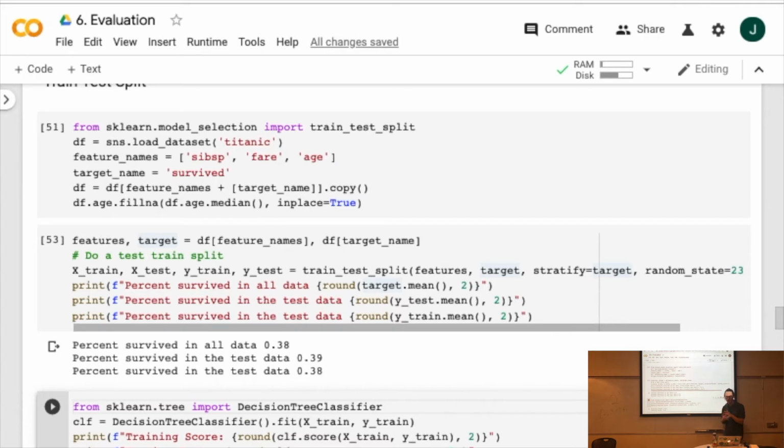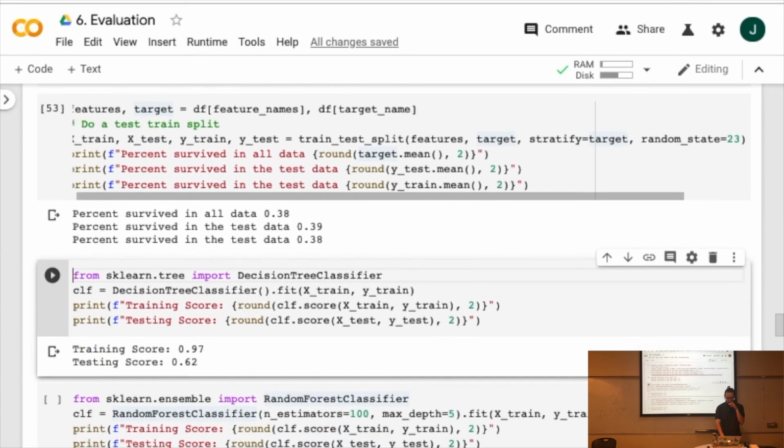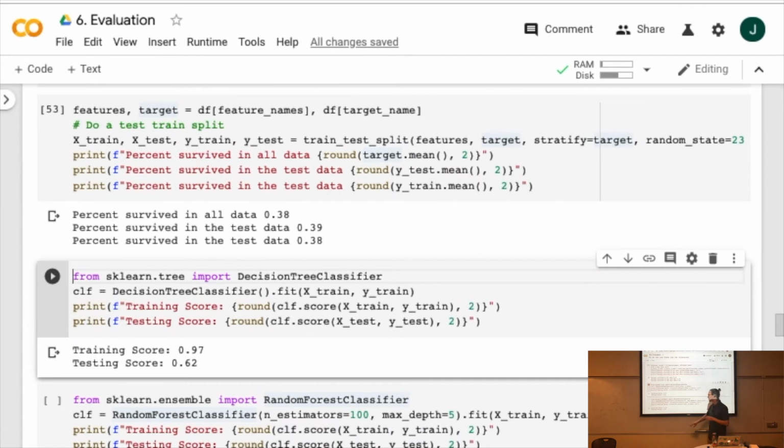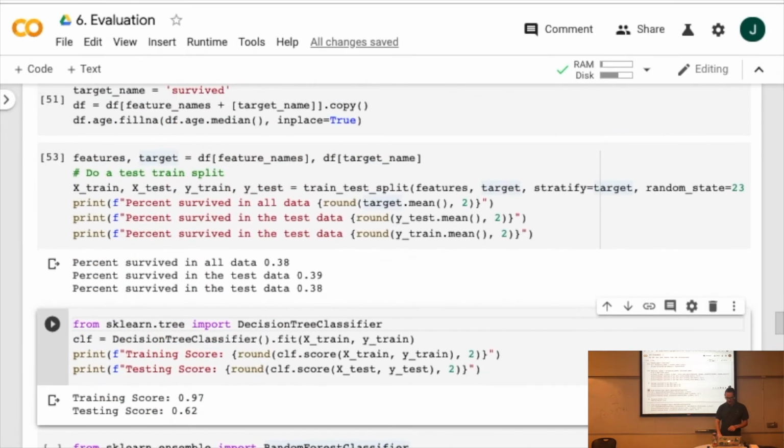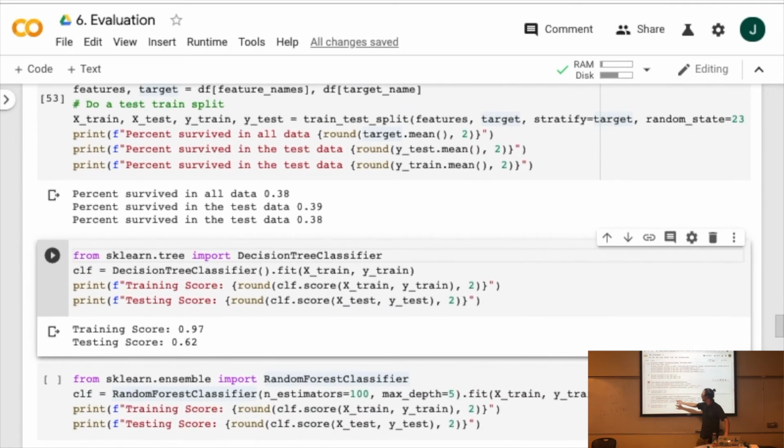Now remember, we talked about how random forest doesn't overfit as much, and that's what you can see here. The training score is lower, but that doesn't really matter. What matters is that the testing score is higher than it was up here, because a random forest can generalize better. It doesn't overfit your data as much. See how in this case your training score is really high but your testing score is low, whereas here they're about the same.